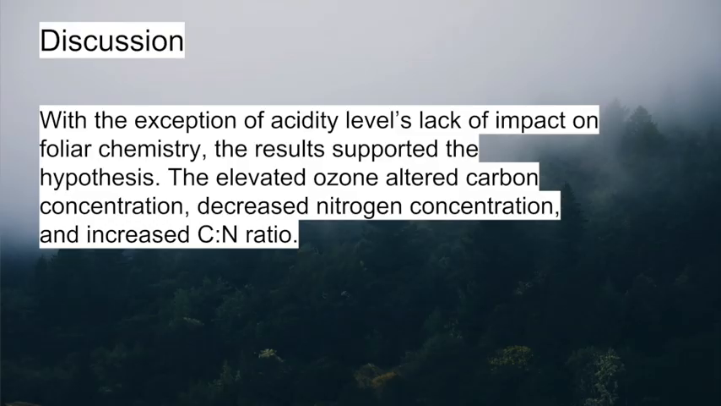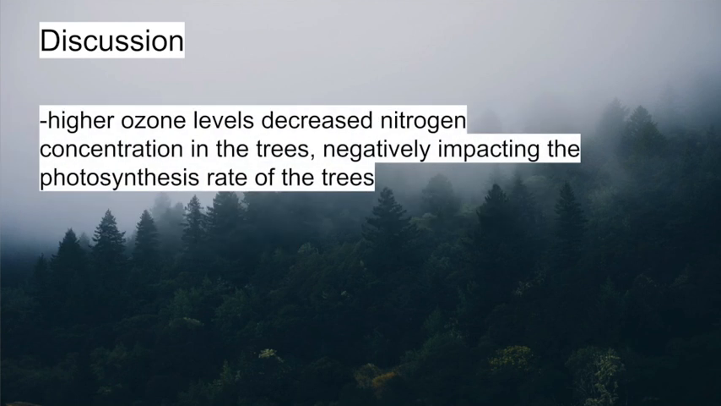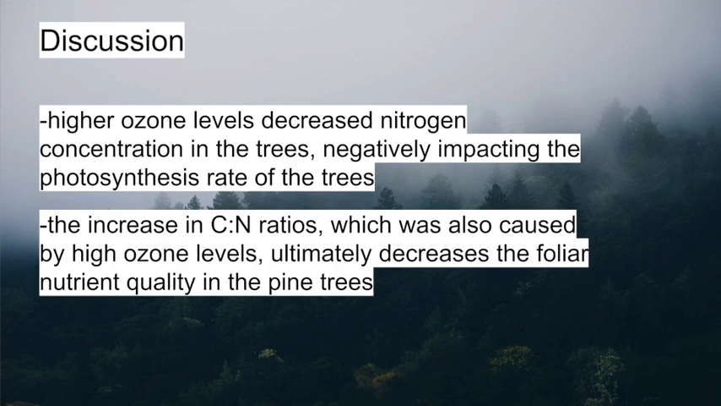Overall, the results partly supported Mohman and Helms' hypothesis. The carbon concentration, nitrogen concentration, and carbon to nitrogen ratio in the trees was altered, but mainly only by the elevated ozone and not by the acid rain. In conclusion, their studies found that high ozone levels decreased nitrogen concentration in the trees and increased the carbon to nitrogen ratios. In other words, the chemical composition of the trees was altered.